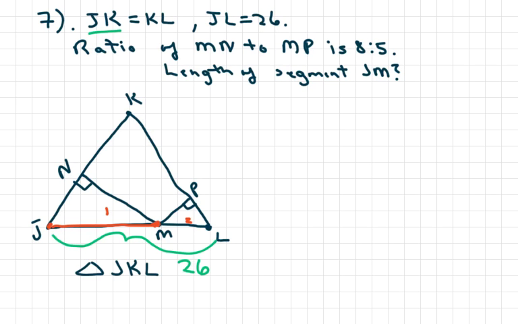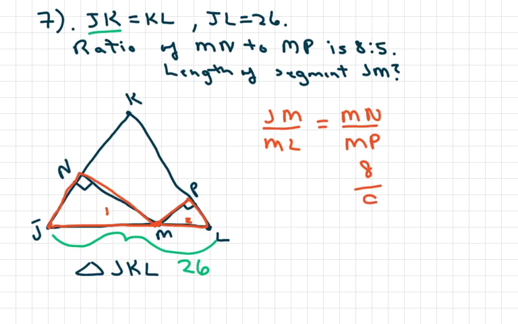Now when two pairs of angles in two triangles are congruent, the third pair must be congruent. So triangle JMN, so JNM, this one, and LPM are similar. So this means the corresponding sides of the triangles are proportional. So we know that JM over ML equals MN over MP. Okay, because MN over MP equals 8 over 5, it follows that JM is 8 and LM is 5.